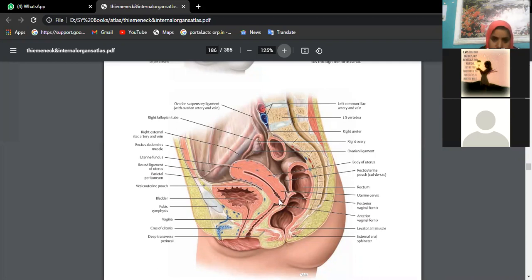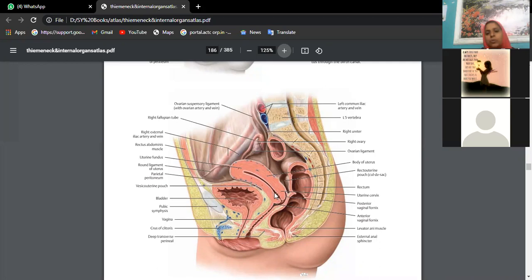This external os is actually projecting into the vagina, and it is forming folds into the vagina which are called vaginal fornices. In front you call it the anterior vaginal fornix, this point. Behind you will call it the posterior vaginal fornix. That means the infolding of the cervix into the vagina will show these fornices. And this long lengthy passage which is a receptacle for the penis during sexual intercourse, that is the vagina, and it opens outside into the vulva. That is about the uterus.